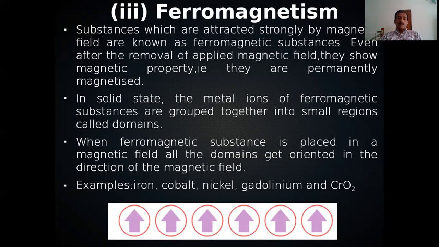the metal ions of a ferromagnetic substance are grouped together into small regions called domains. Each domain has a magnetic moment. The magnetic moments of these domains will align in the same direction as the applied magnetic field. That is the reason. This figure represents the alignment of magnetic moments of domains in the same direction. Therefore, they are strongly magnetic. Examples: iron, cobalt, nickel, gadolinium, and CrO2.